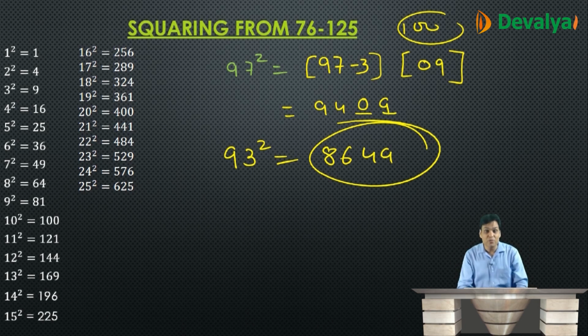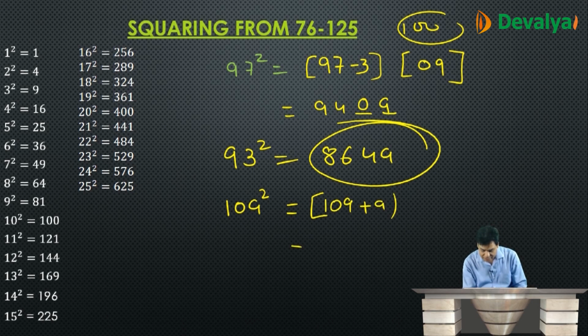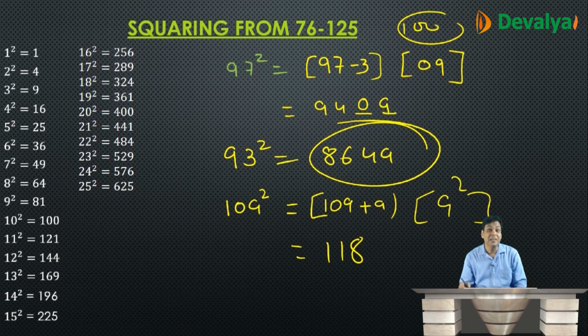Okay. I am going to tell you one more. Higher than 100, it would be the same. For example, if I want to calculate the square of 109. So, what is the difference between the base and the number itself? It is a positive 9. So, what do I do? I add 9 to 109. By this, I get the initial digits, that is 118. After that, for the last two digits, I calculate the square of the difference between the number and its base, that is 81. So my answer is 11881.